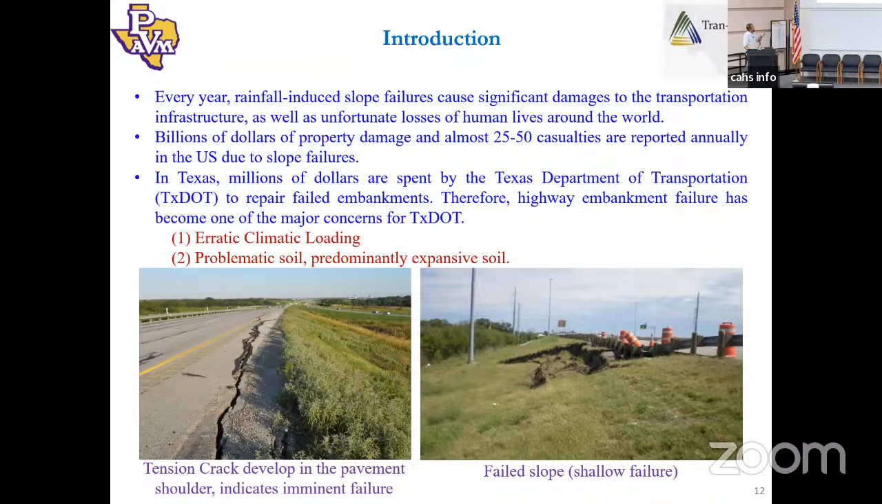Now, erratic climatic loading and problematic soil, those are the two conditions. Now, if you have problematic soils there, and on top of that, if you have the fluctuations in the environmental condition, these two together make the slope soil in a worse condition, and that makes the failure of the slope. And that's why TxDOT and any other DOTs who have this expansive soil, they are having a tough time maintaining these slopes.